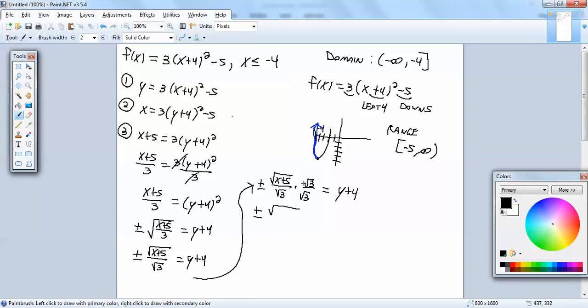Now when I multiply two radicals together, I multiply what's underneath them. So I get the square root of 3 times (x plus 5) on top. And down below, square root of 3 times square root of 3 gives you a 3, because it gives you a square root of 9, which is 3. That equals y plus 4. Take the 4 over, it becomes a negative 4. Plus or minus, and then up on top I can multiply that through, and I get the square root of (3x plus 15) over 3 is equal to y.